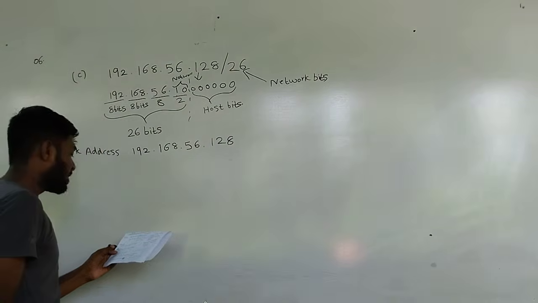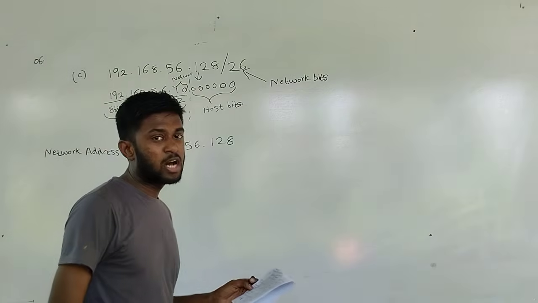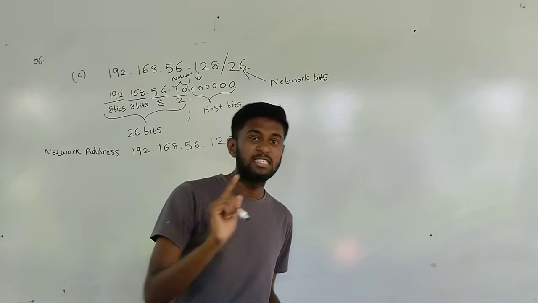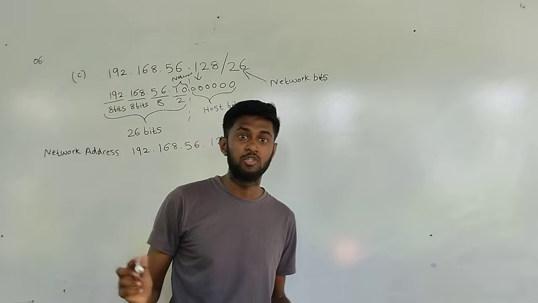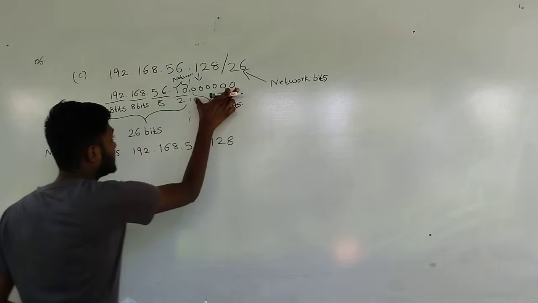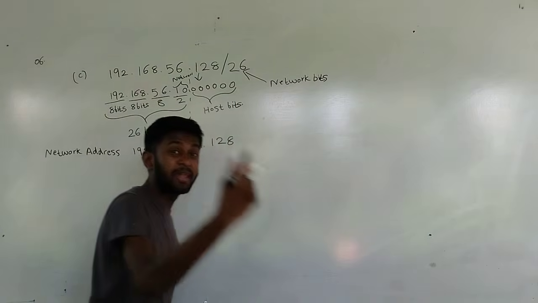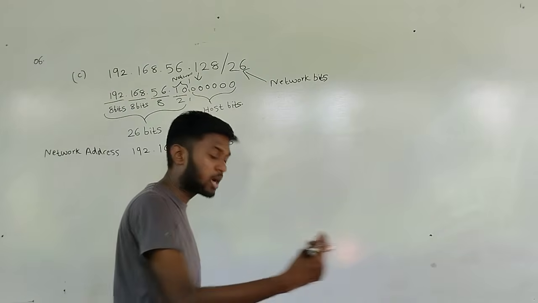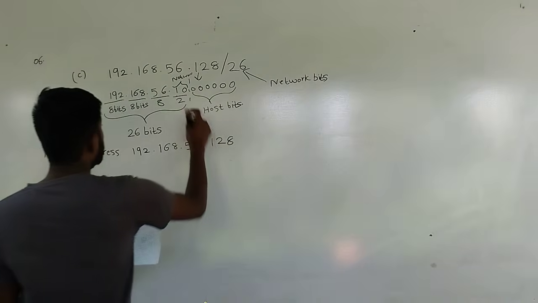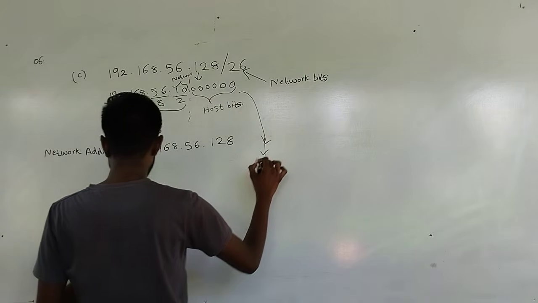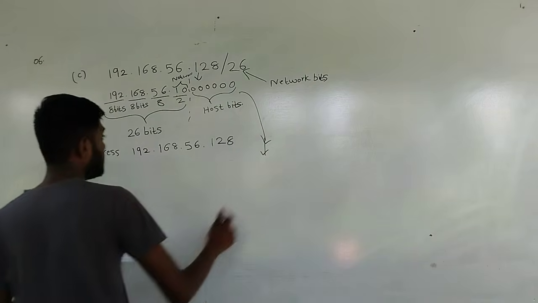Now, if you want to find the broadcast address, what should you do? You need to make all the remaining 6 host bits into 1. If you make these 6 host bits 1, you will be getting the broadcast address. So let us make that. Let me bring this here. So it is going to be like this.